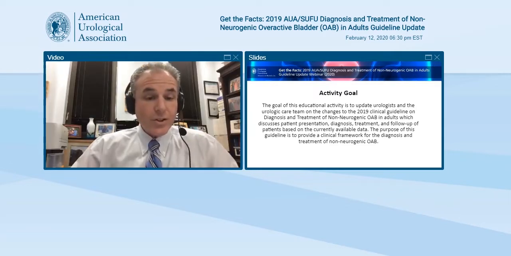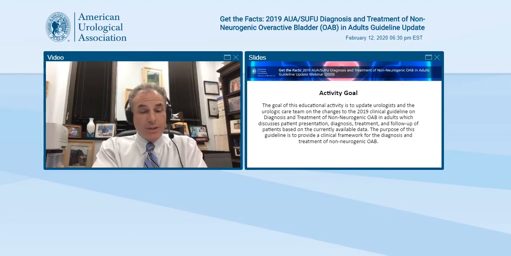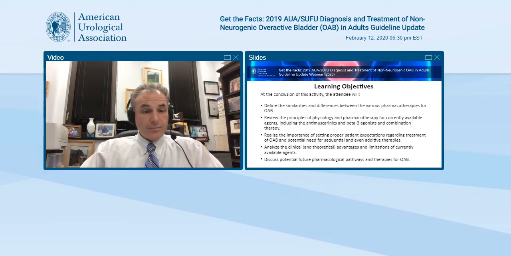The goal of this educational activity is to update urologists and urologic care teams on the changes to the 2019 clinical guideline on the diagnosis and treatment of non-neurogenic OAB in adults, which discusses patient presentation, diagnosis, treatment, and follow-up of patients based on currently available data. The purpose of this guideline is to provide a clinical framework for the diagnosis and treatment of non-neurogenic OAB.